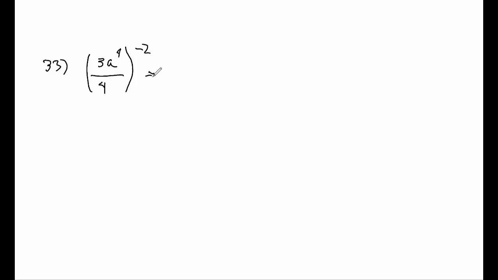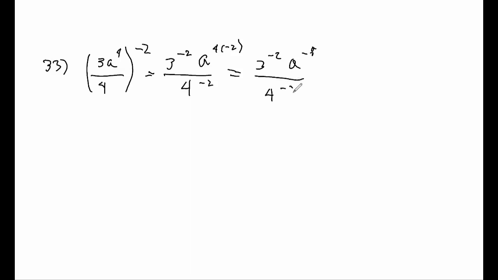Now, the first way I can do this is just multiply everything inside the bracket by negative 2. So I get 3 to the negative 2, a to the 4 times negative 2 because it's a power. And then I have 4 to the negative 2. And this is equal to 3 to the negative 2, a to the 4 times negative 2 is a to the negative 8, and then 4 to the negative 2.